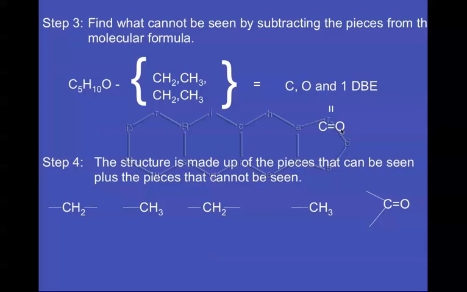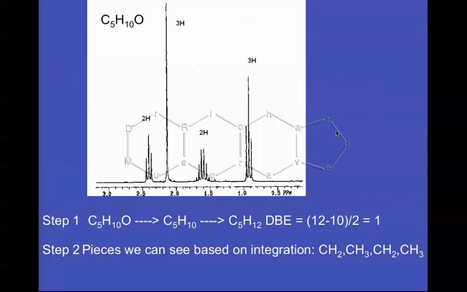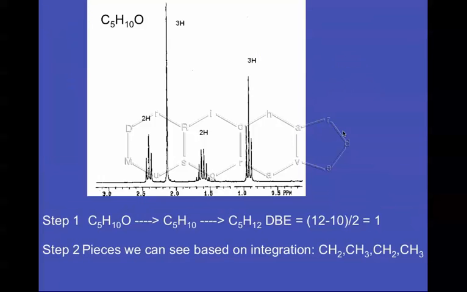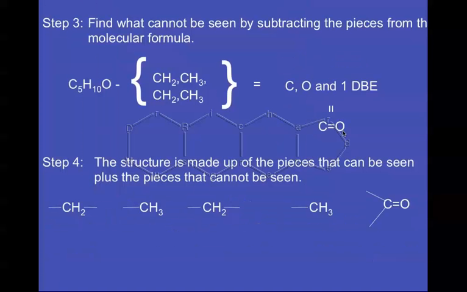Now the question you've got to be asking is, why doesn't the C double bond O turn up in the proton NMR spectrum? Why don't we see it there? The reason, and it's a really good reason, is that the C double bond O has no hydrogens attached to it. If it had any hydrogens attached to it, it would turn up somewhere in the spectrum, but it doesn't. So this is the importance of taking the original molecular formula and subtracting out what we see so that we can figure out what we're not seeing in the spectrum.